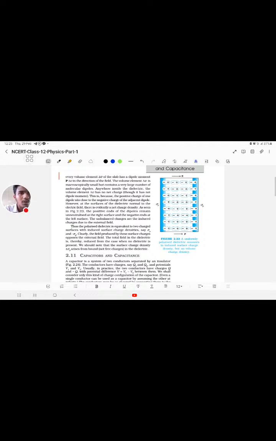Anywhere inside the dielectric, the volume element delta V has no net charge. This is because the positive charge of one dipole sits close to the negative charge of the adjacent dipole. So basically it has obtained a net dipole moment of P delta V. Basically the amount of dipole present in a given volume is what we call polarization, and polarization multiplied by delta V will give me the amount of dipole moment in that particular position, and though a dipole moment is present, the total net charge will be equal to 0. At the surface of the dielectric normal to the electric field, there is evidently a net charge density.